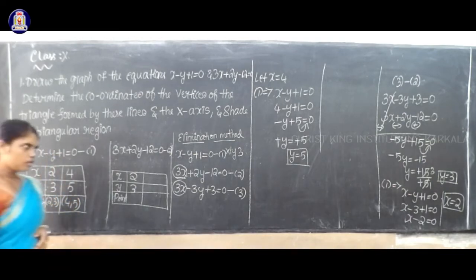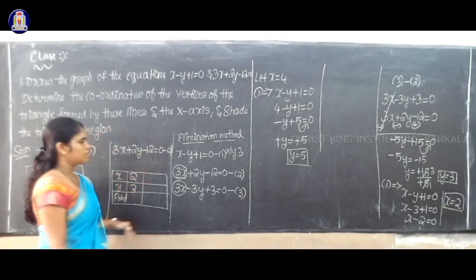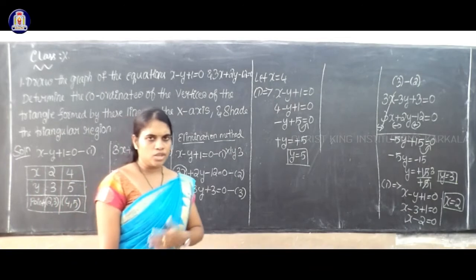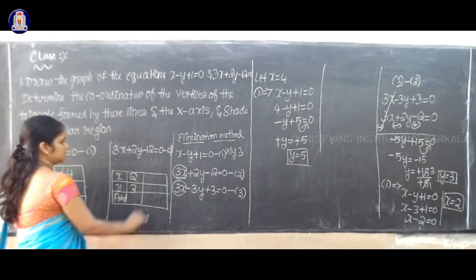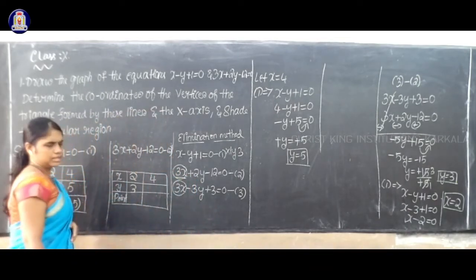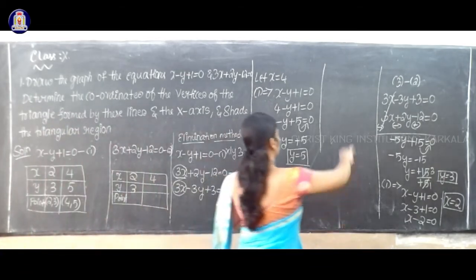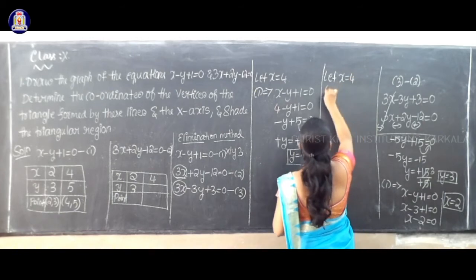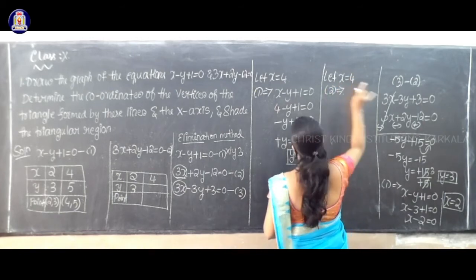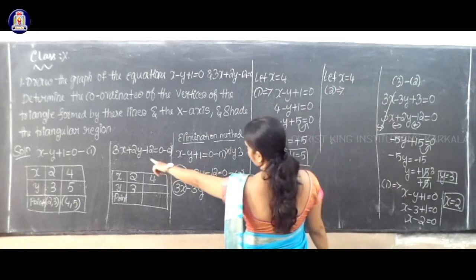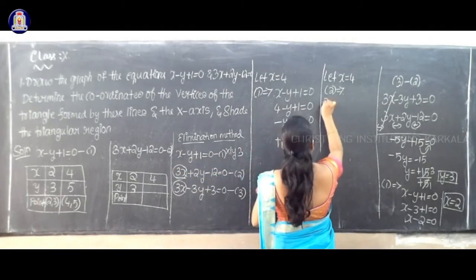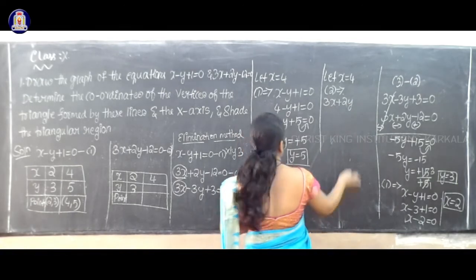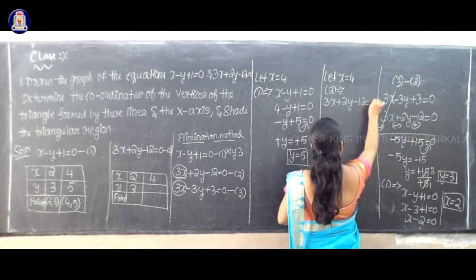Next, in the same way, we will take a point in equation number 2. You can consider any point. I will consider x is equal to 4. Let x be equal to 4. Then what about equation number 2? What is equation number 2? 3x plus 2y minus 12 equal to 0.